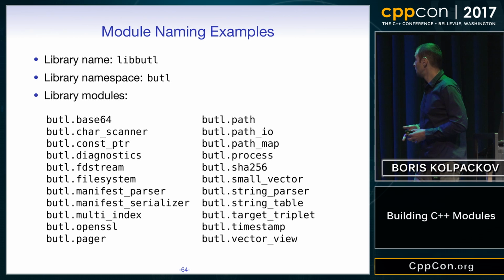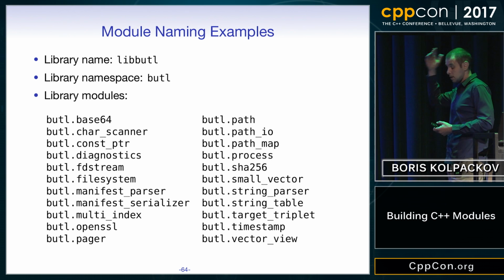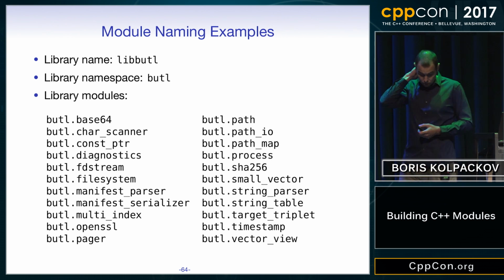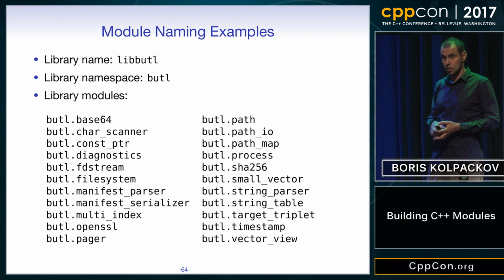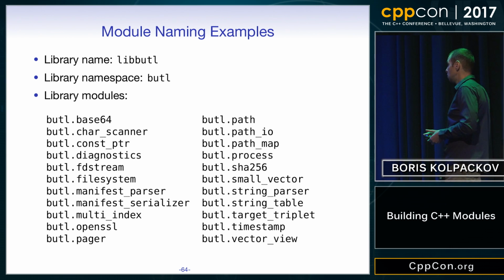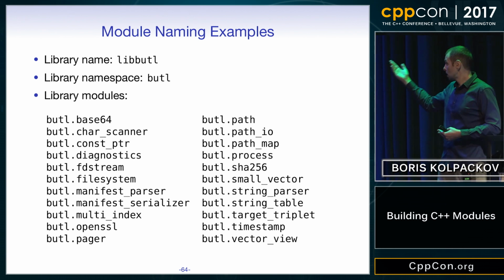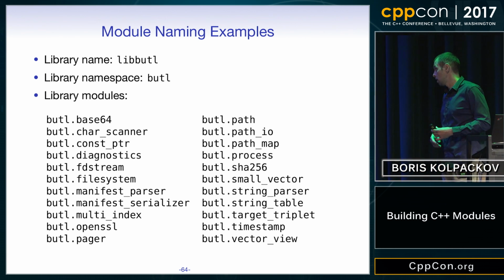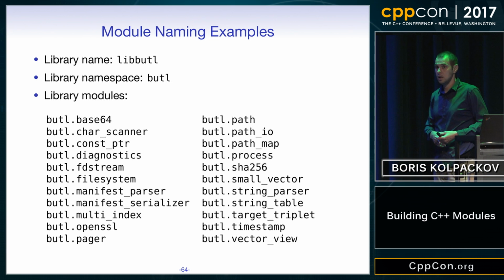Worked very well. So here's a concrete example. That's the utility library I mentioned earlier, that I showed you how it was built modularized. It's called libbutl. Everything in this library lives in the butl namespace. And as you can see, all the modules start with a butl name, and then most of them are just names of the main entity that they are dedicated to.